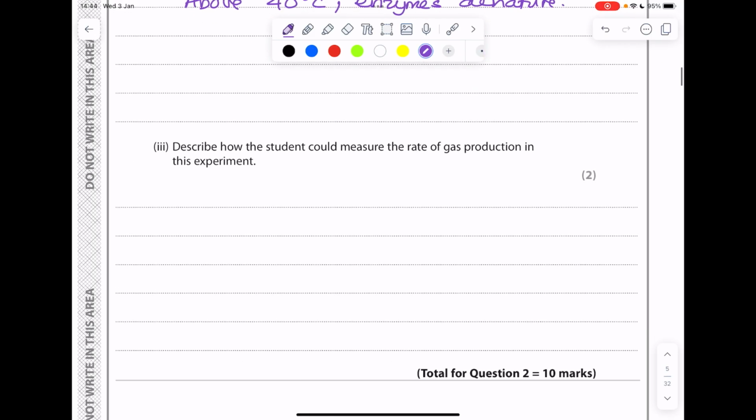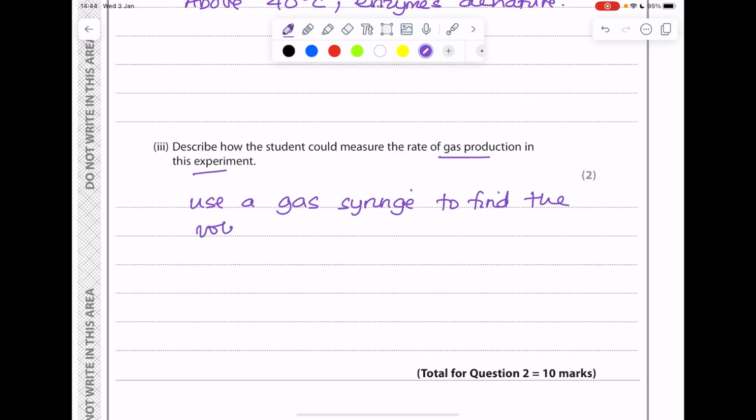Describe how the student can measure the rate of gas production in the experiment. So they want to use a gas syringe to find the volume of CO2. But remember, it's a rate, so it's per unit time. So let's say in 1 minute. And that's how you get your second mark.